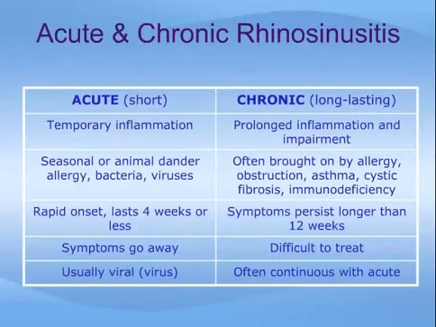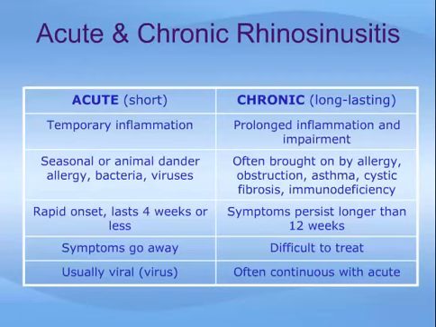Rhinosinusitis may be acute, meaning sudden and short, chronic or long-term, or recurrent, meaning repeated. Acute rhinosinusitis is the temporary inflammation of the sinuses from seasonal or animal dander allergies, or from infection due to pathogens such as bacteria or viruses. It typically has a rapid onset, lasts 4 weeks or less, and its symptoms completely resolve. Most cases of acute rhinosinusitis are due to viral infection.